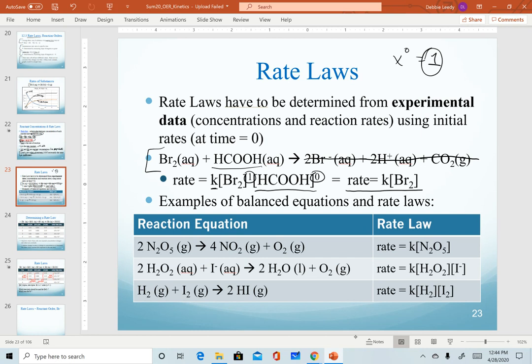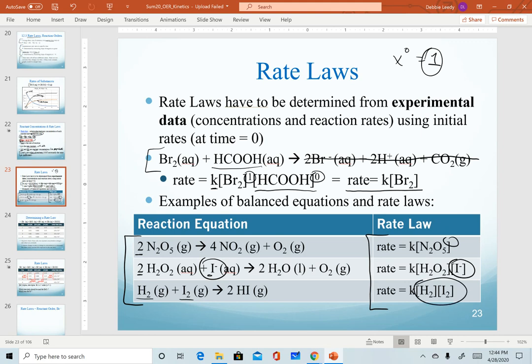Some other examples of equations and their experimentally determined rate law are listed here. Notice that coefficients don't always match the orders. Sometimes they do. So here, notice that iodide does match its coefficient coincidentally. Same for hydrogen and iodine down here.